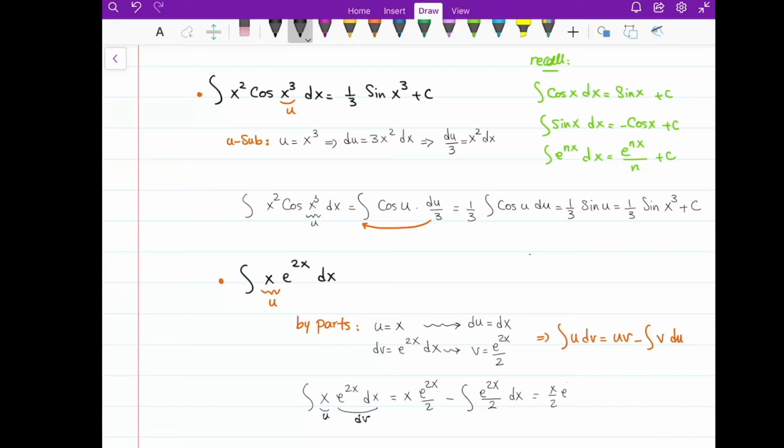x over 2 e to the 2x minus, now I need to solve this integral. 1/2, as you see here, is just a number. I can bring it out. Then the integral of e to the 2x, using the recall, would be e to the 2x divided by 2. Don't forget to have the constant c. You can simplify that, and this is the answer for this integral: x e to the 2x divided by 2 minus e to the 2x divided by 4 plus c. This is the answer for this integral.